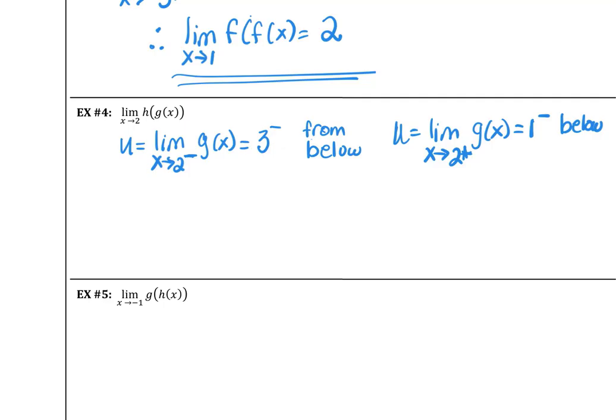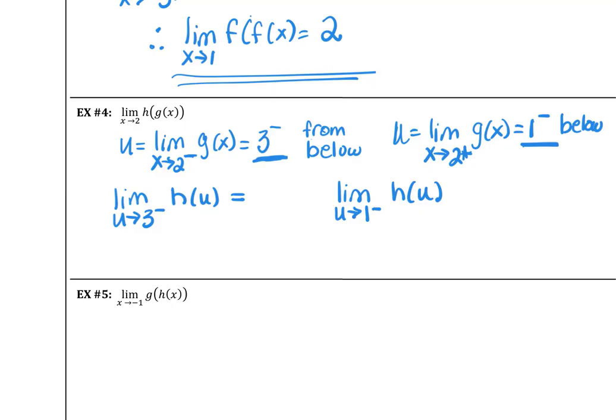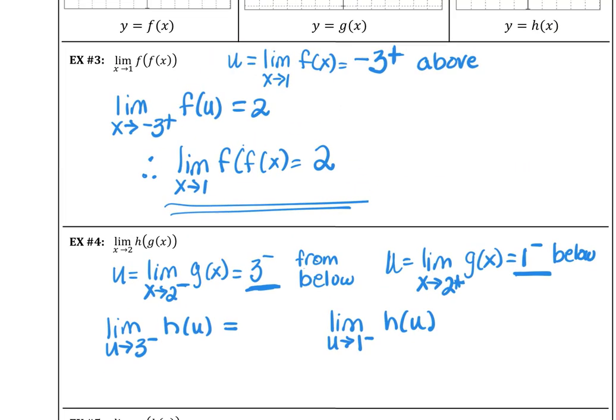Then going back to the composition with the h of x, I want to take the limit as u approaches 3 from the left of the h of u. We want to see what that value is. And I also want to consider the limit as u approaches 1 from the left on the h of u. So now we're going to go look at the h function.